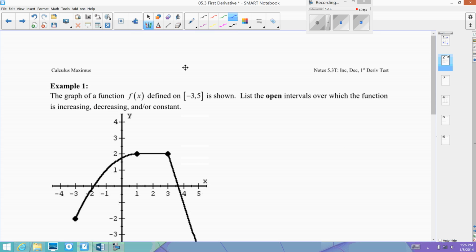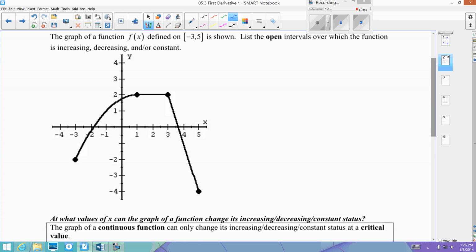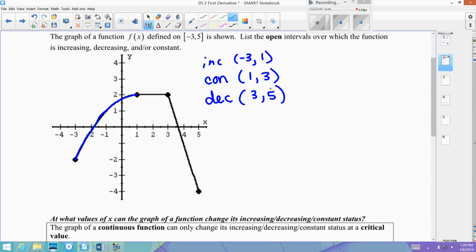All right, so moving on to example 1 here. We have the graph of a function defined on -3 to 5. We're trying to list the open intervals over which the function's increasing, decreasing, or constant. So it looks like the function is increasing from here to here. All right, so we could say it's increasing from -3 all the way up to 1. It's constant between 1 and 3, and it's decreasing from 3 to 5.